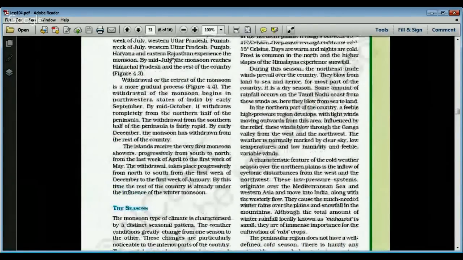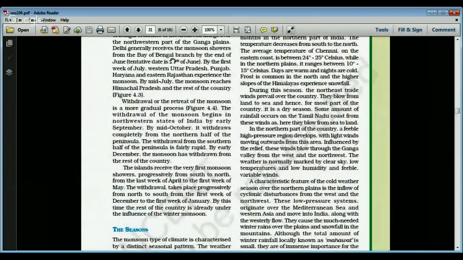And then the withdrawal or the retreat of the monsoon takes place, and it is a more gradual process. The withdrawal of the monsoon begins in the northwestern part of India by early September. So the monsoon reaches the northwestern states of India very late, and it doesn't remain for a longer time. The withdrawal begins from the northwest states. That is why they are the most arid regions of India.